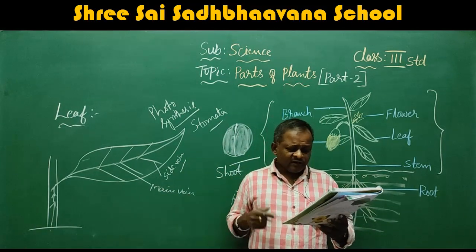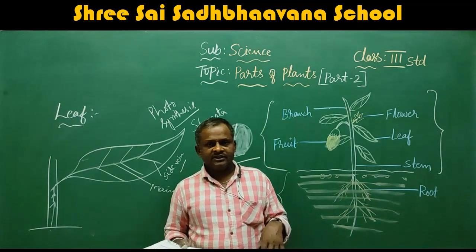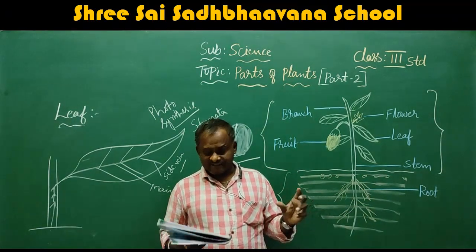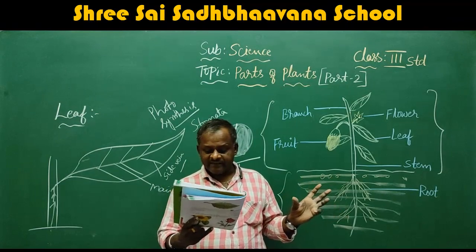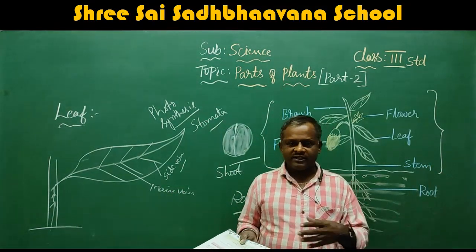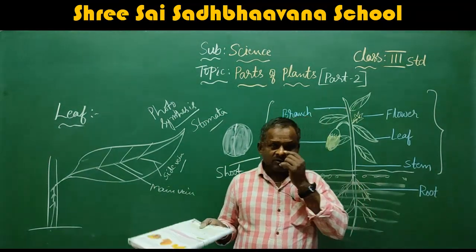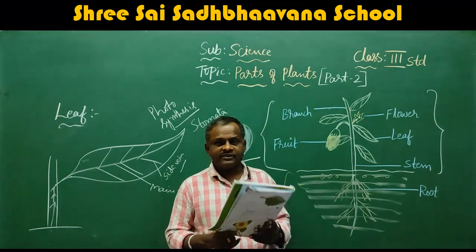What is the function of the root? It holds the plant as well as the soil, to prevent it from being washed away. That means in the rainy season, or when the flow of water is more, it avoids the washing out of soil.